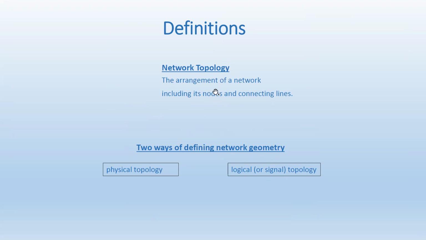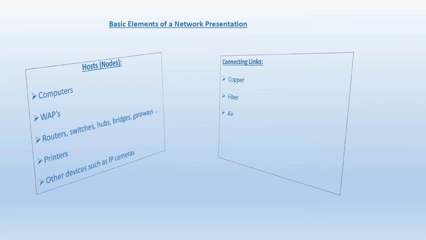So topology would be the physical type of connection, and geometry would be ways of looking at it. That's as far as I can put it in simple terms. All right, basic elements of a network presentation.